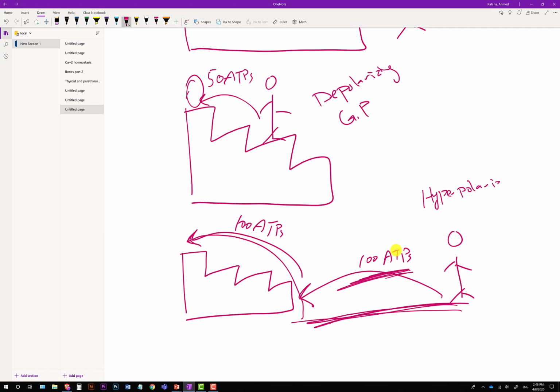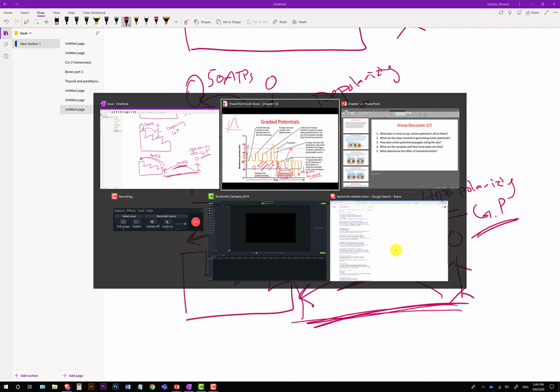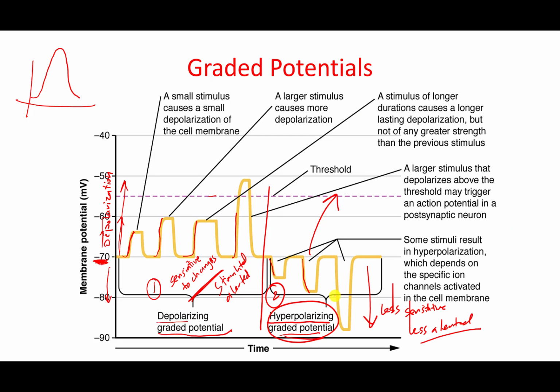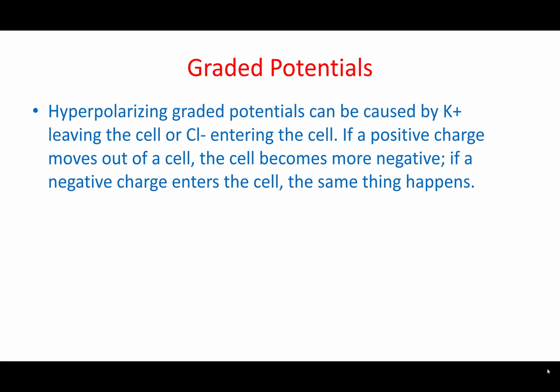So this is what will happen with the hyperpolarizing graded potential. Think, for example, if you go to the dentist and they inject you with anesthesia, right? That is what anesthesia is causing to the neurons. It puts them into a hyperpolarizing situation, so the pain has to be much stronger in order to feel it. Okay, that is the hyperpolarizing graded potential.